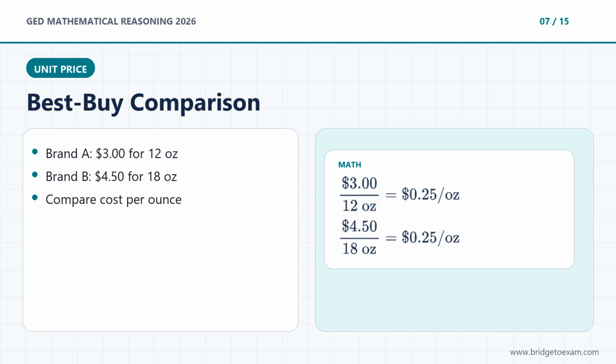For Best Buy problems, compare unit prices. Brand A costs $3 for 12 ounces. 3 divided by 12 is 25 cents per ounce. Brand B costs $4.50 for 18 ounces. 450 divided by 18 is also 25 cents per ounce. So the two deals are the same.